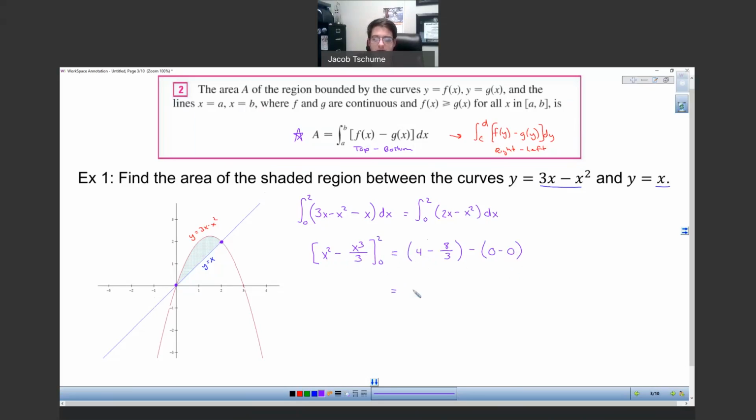Finding common denominators here, I can rewrite the 4 as 12/3 and subtract the 8/3 from that. And this will give me a final area of 4/3.